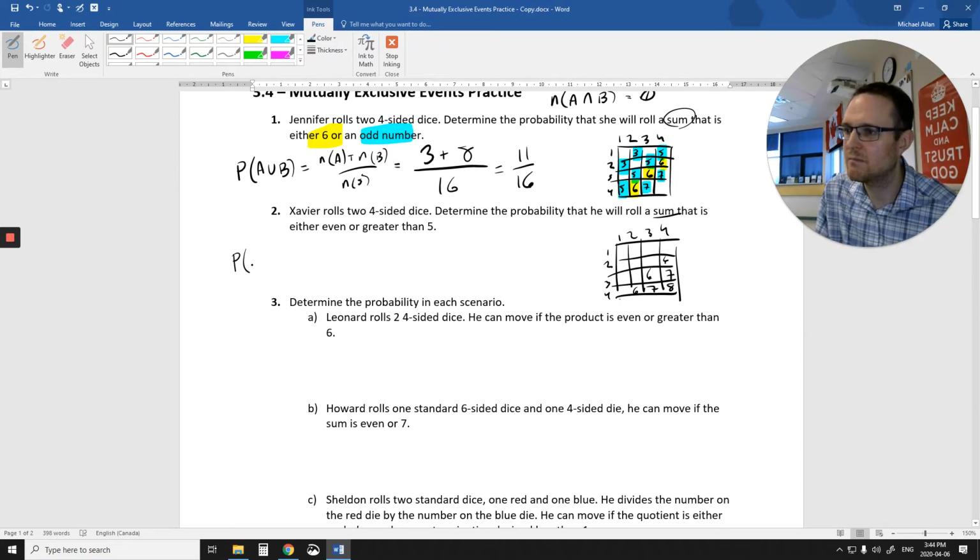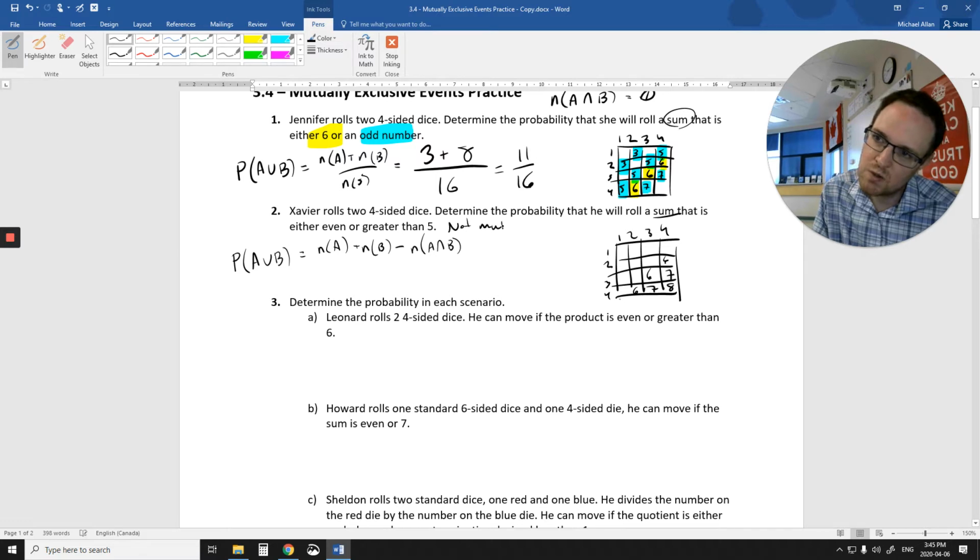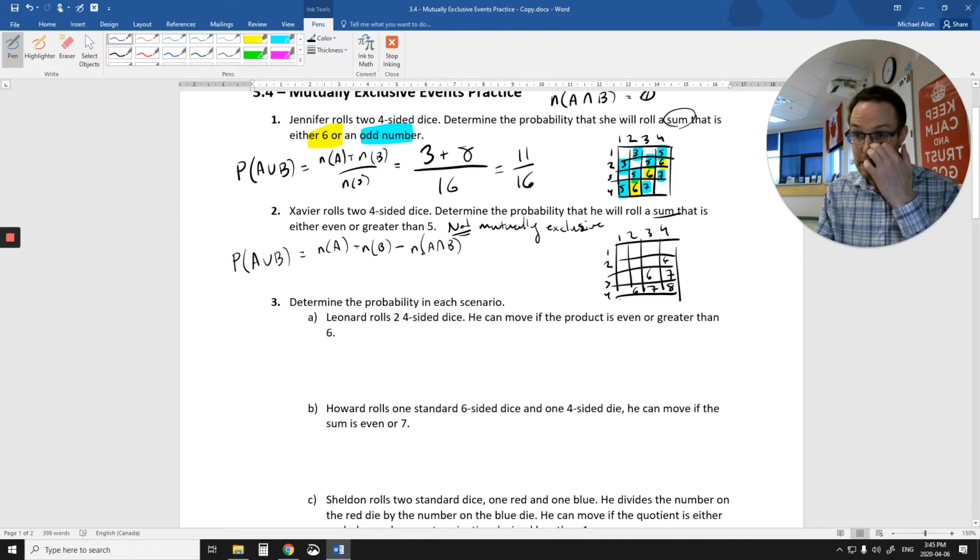If they're not mutually exclusive, remember there's another formula for this. Take the number of one, add the number of the other, and subtract out where they intersect each other. So in this case, they're not mutually exclusive. So you're going to subtract out this piece that overlaps.